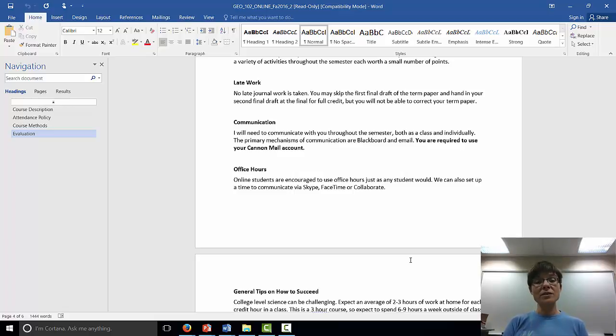You are required to use your Canon Mail account. If you can't use your Canon Mail account or you're having trouble accessing it, email me, call me, send smoke signals, whatever. Get a hold of me in the first week so I can send you to the help desk. There are people here paid. Your tuition pays people to teach you how to use your Canon Mail account. So put that money to good use.